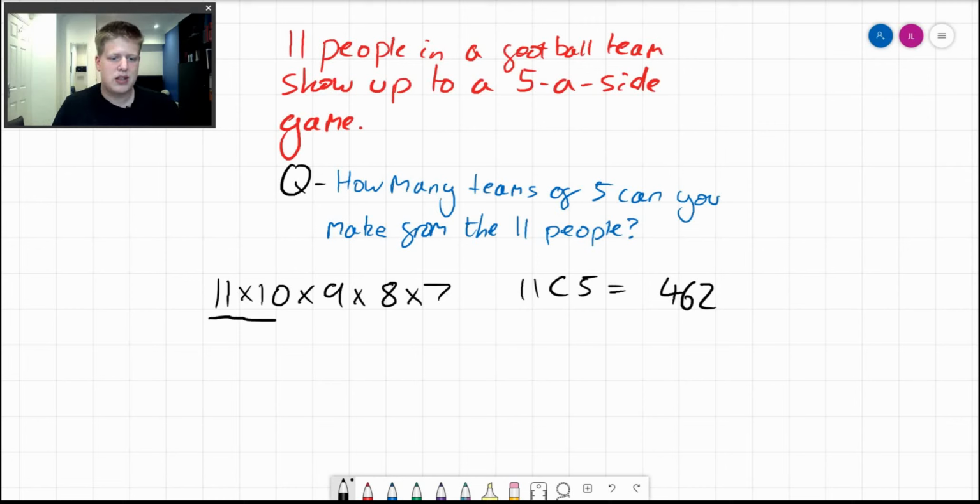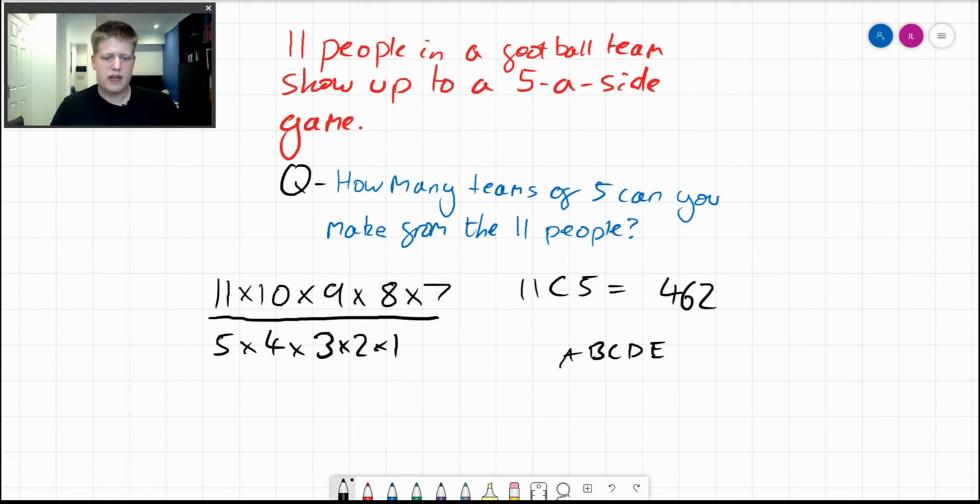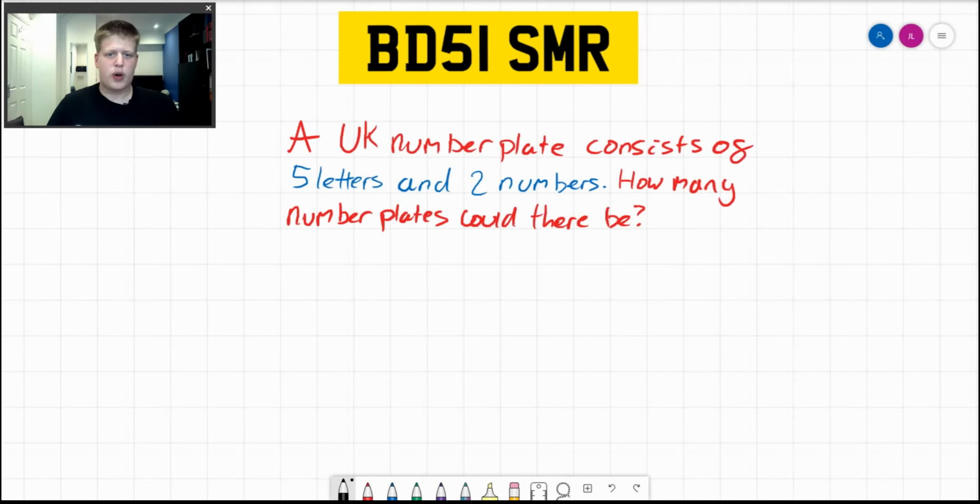So now we need to divide by the number of ways we can rearrange 5 things in order to account for that. So if we have A, B, C, D, and E, how many ways are there to rearrange those 5 things? Well, there are 5 choices for the first option, 4 choices for the next, then 3, then 2, and then 1. And now we've got our fraction, and that will give us 462. Here's the next and final question.